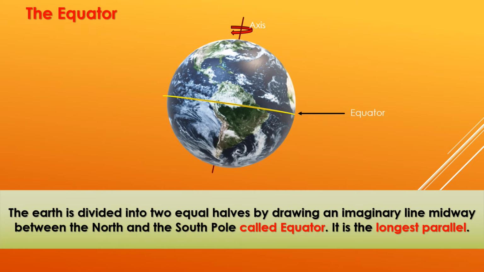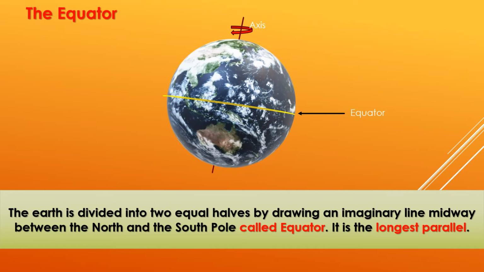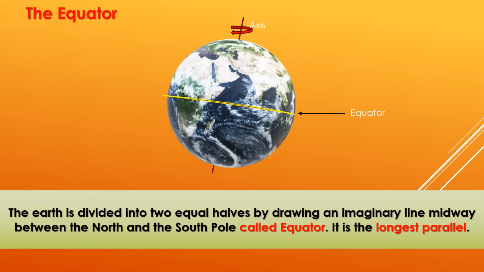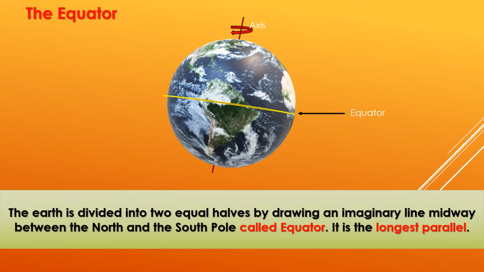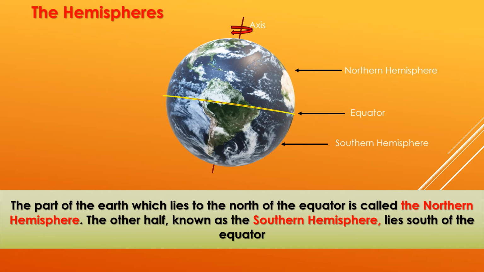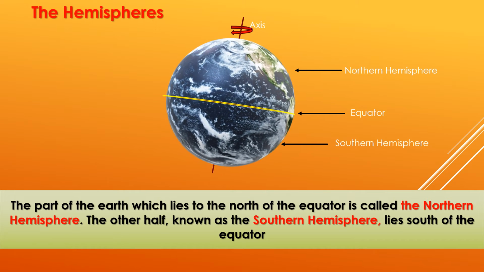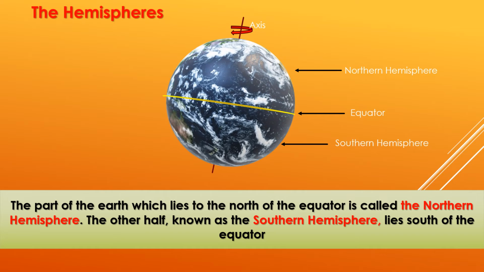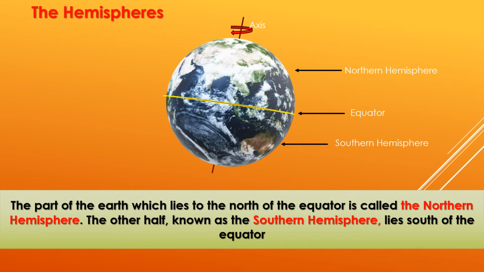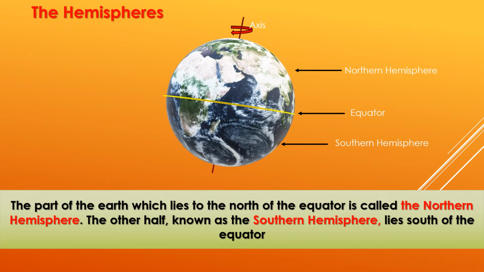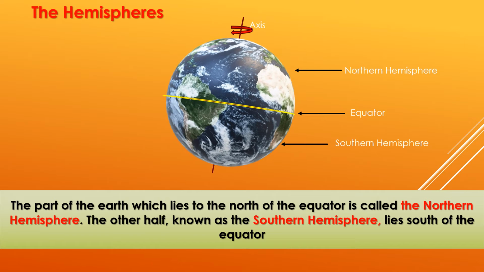The Earth is divided into two equal halves by drawing an imaginary line midway between the North and the South Pole called the equator. It is the longest parallel. So, the equator divides the Earth into two equal halves. The part of the Earth which lies to the north of the equator is called the northern hemisphere. The other half, known as the southern hemisphere, lies south of the equator.